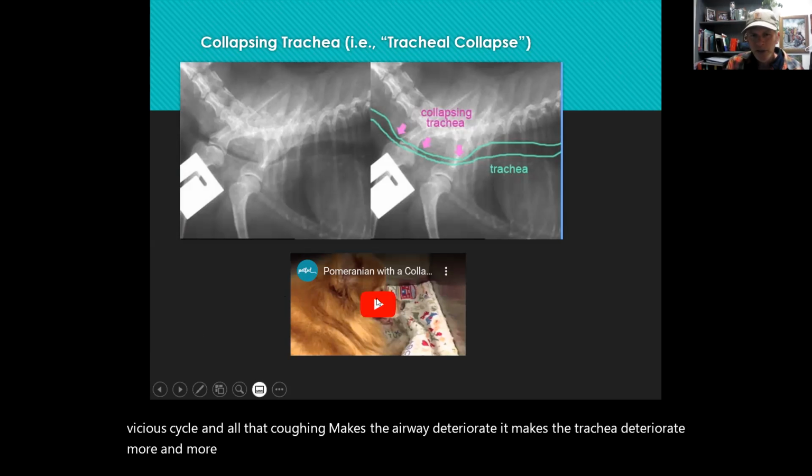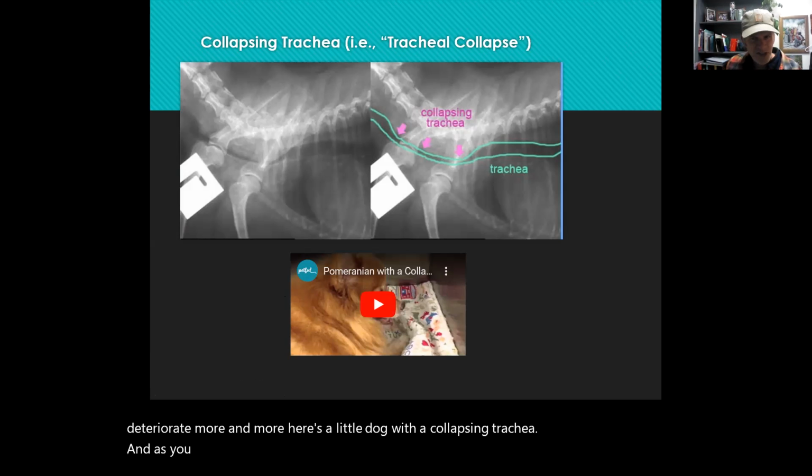So here's a little dog with a collapsing trachea, and as you listen, ask yourself, does this sound like a non-productive cough or a productive cough?